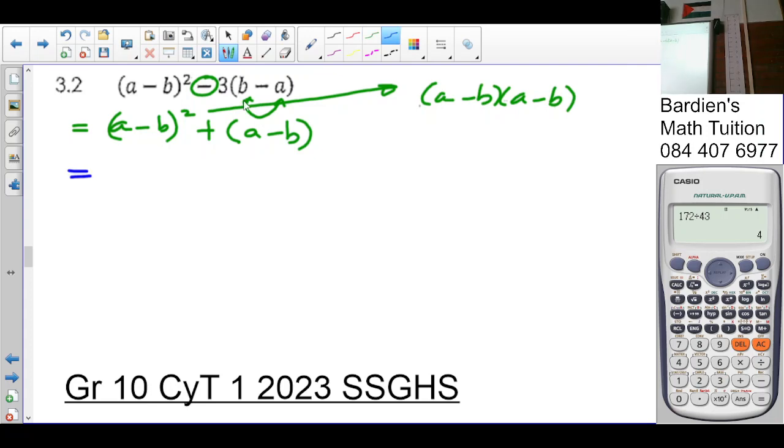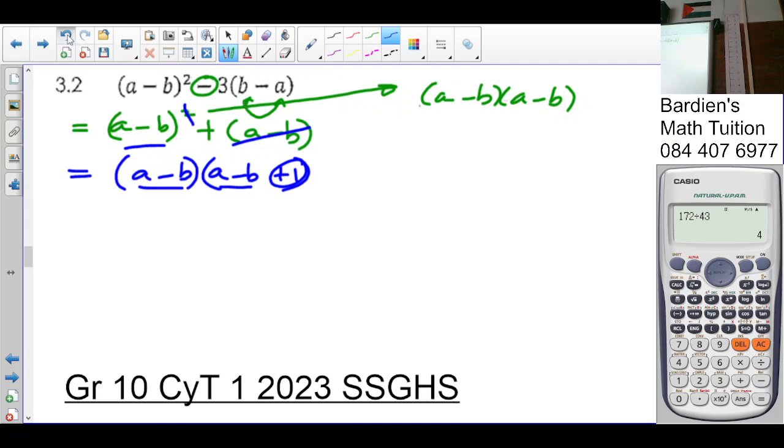As we can see here, a minus b is a common factor. If I take one of it out, I'm left with the other, a minus b. If I take it out, I'm left with plus 1. Because a minus b times a minus b is a minus b squared, as you have there, and a minus b times 1 is a minus b.